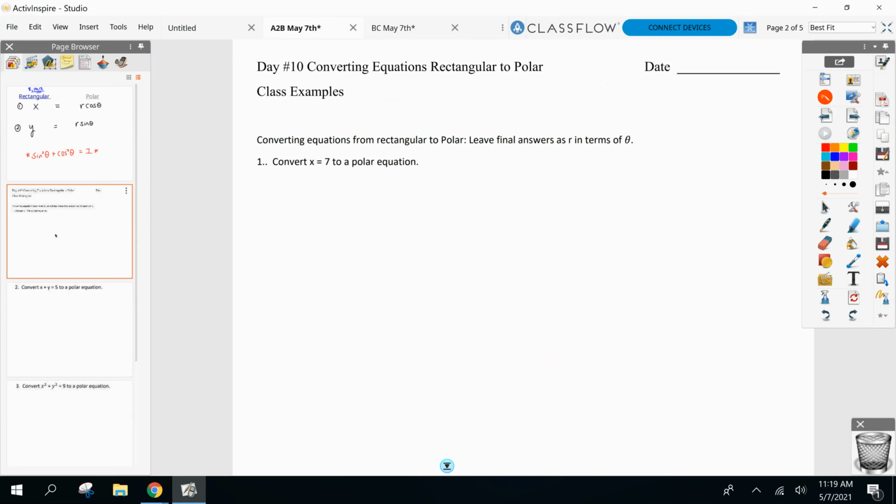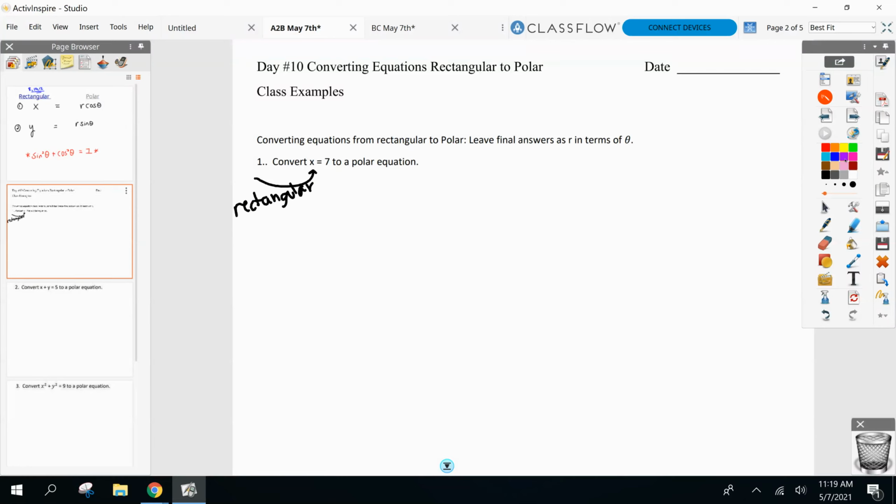Number 1. Convert x equals 7 to a polar equation. So this is in rectangular. Not that you guys need to write this down or know it, but because I just see x, that's in rectangular right now. That's a rectangular equation, and I want to turn it to polar.